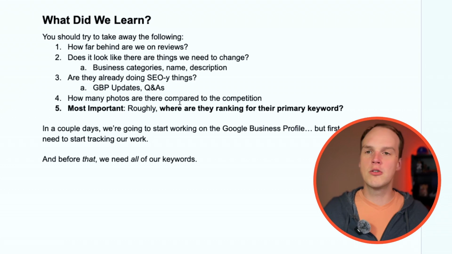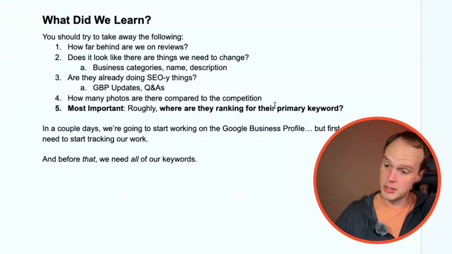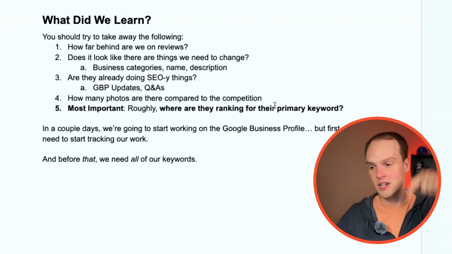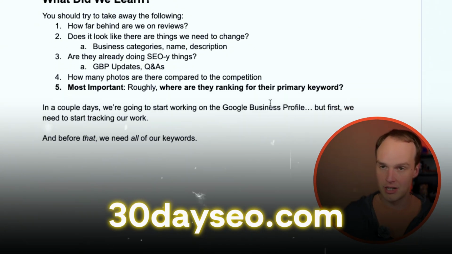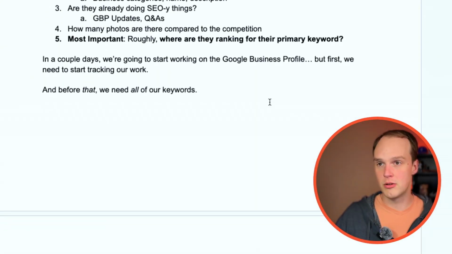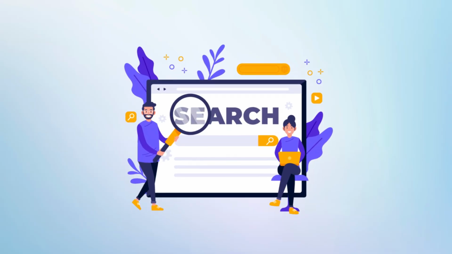And most importantly, where are you ranking for your primary keyword? Remember, primary keyword is what you figured out in day 3 of the 30-day local SEO playbook, and this is day 4. So we've audited our Google business profile. We know how we're doing it. Don't worry, in just a couple days, we're going to start working on that GBP. So we now know how our GBP is doing. And remember, that's important because the map pack is typically the first thing that shows up when people search for your business.